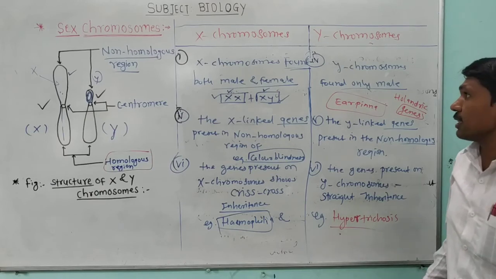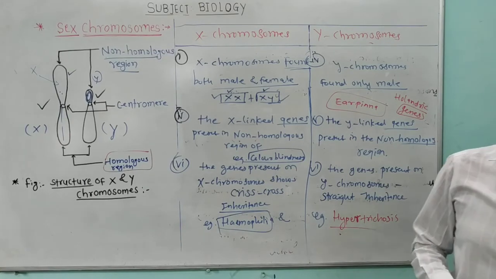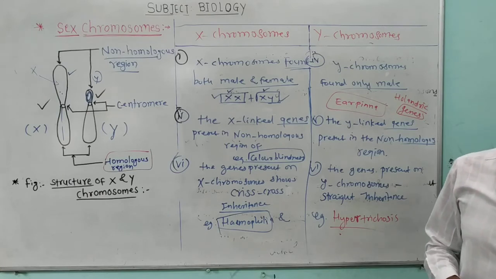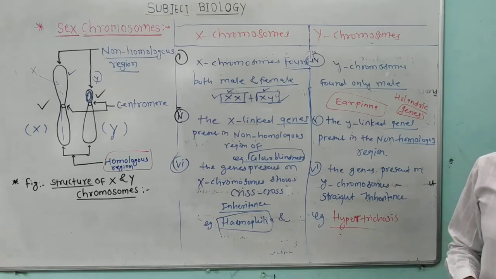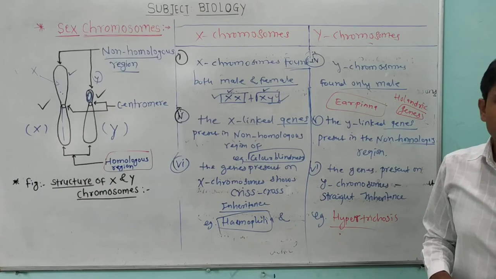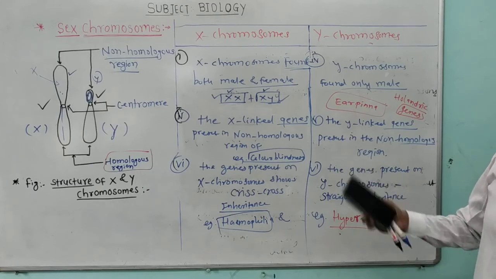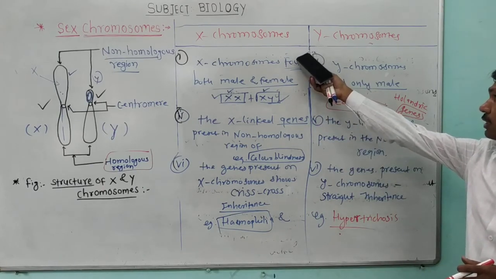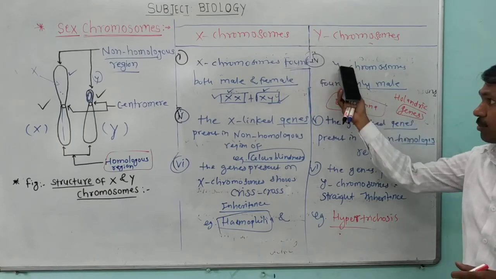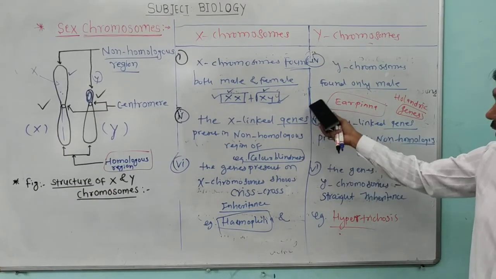In today's session, we discussed the structure of the X and Y chromosome in the human being. The chromosome responsible for the determination of sex is known as the sex chromosome, also called the allosomes, and it differs from the autosomes. With the help of some points, we separated the X and Y chromosome by their characteristic features in today's session.